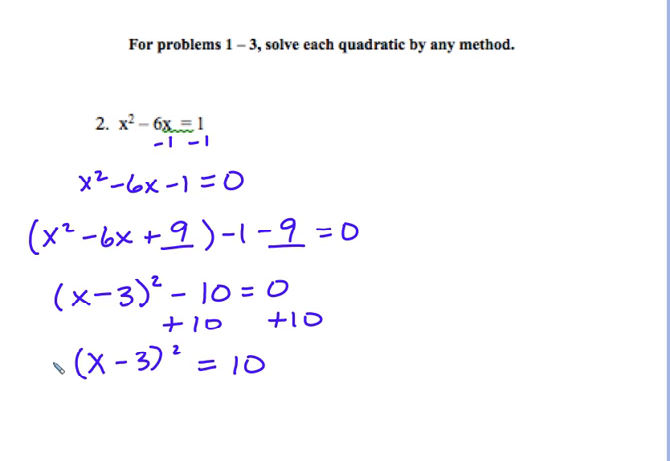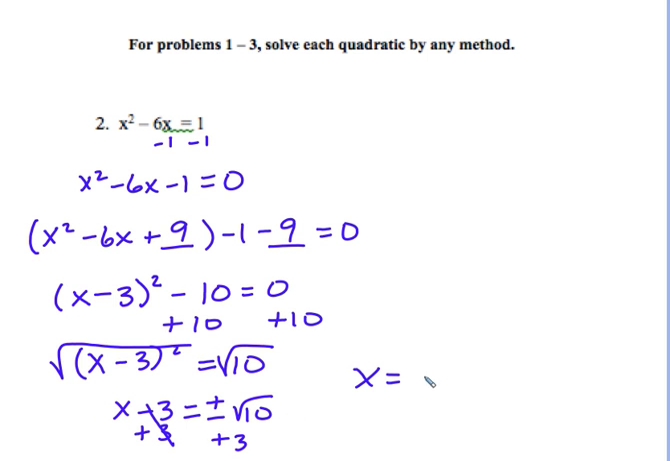To get rid of a square, you have to take the square root. When you take the square root, that just gives you x minus 3. And you have to always remember that it's a plus and a minus. Whenever you take the square root, you do plus and minus. And then you got to get rid of the negative 3 because you're solving for x. So your final answer is x equals 3 plus or minus the square root of 10.